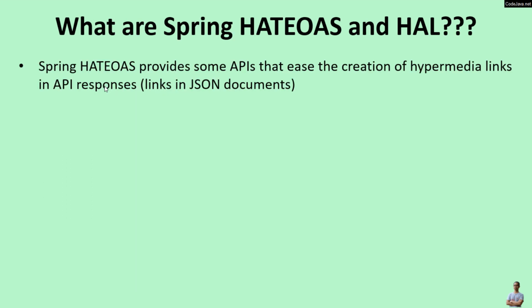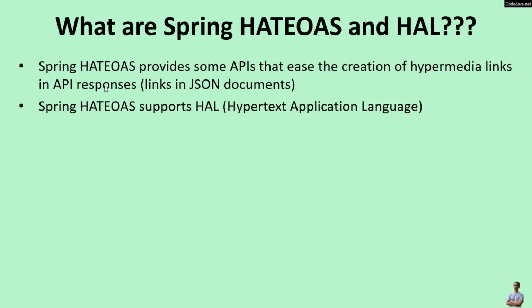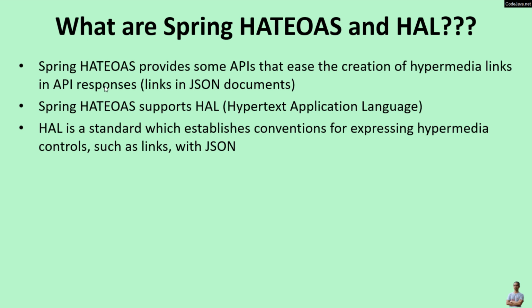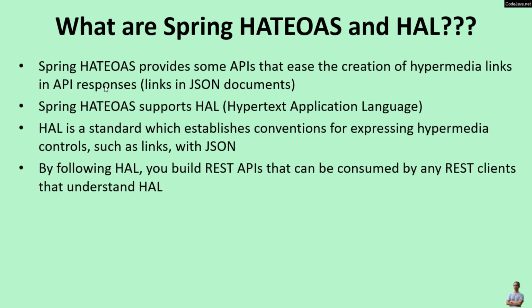And what are Spring HATEOAS and HAL? Spring HATEOAS provides some APIs for the creation of hypermedia links in API responses or links in JSON documents. And Spring HATEOAS supports HAL, or Hypertext Application Language. HAL is the standard which establishes conventions for expressing hypermedia controls such as links with JSON. By following HAL, you build REST APIs that can be consumed by any REST clients that understand HAL.